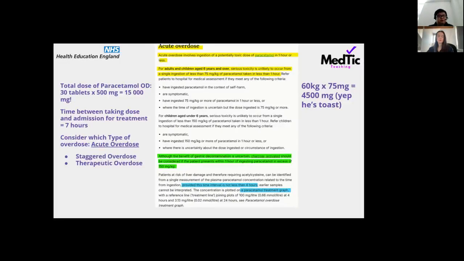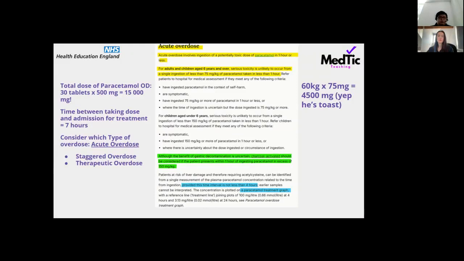So why do we need to bother with all of this? Because it does help us categorize what type of overdose he has taken. I'm just going to explain it right now, but if you forget in the exam, the explanation is in the treatment summary of that page in the BNF. But essentially, an acute overdose is an ingestion of a potentially toxic dose of paracetamol in an hour or less. Basically, this definition means taking a dangerous amount in one or multiple goes within that same 1 hour period. This intention could be linked to self-harm.